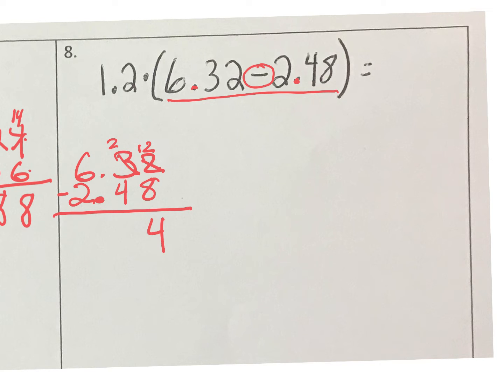Come over here. 2 minus 4, can't do. So that becomes a 5, and that becomes a 12. 12 minus 4 is 8. My decimals drop down. And 5 minus 2 is 3. So this right here is 3.84. And then I bring down my other stuff.